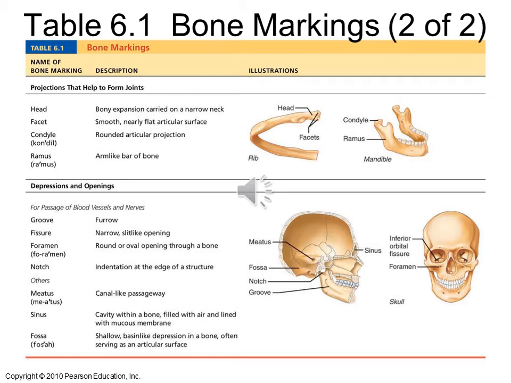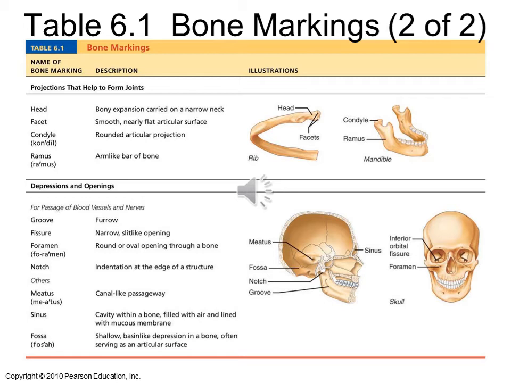So as far as depressions and openings, remember we said this is passageways oftentimes for blood vessels and nerves. We have a meatus on the side of the skull. It's a canal-like passageway. You have sinus cavities within the bone, right? They're filled with air, lined with mucous membrane. You have your fossa. It's going to serve as an articular surface. You can see one of those in the picture.